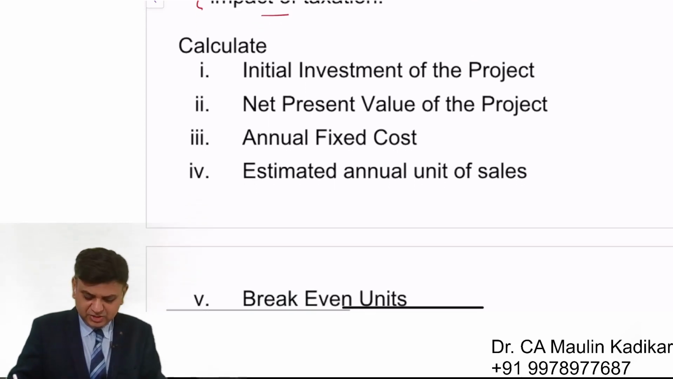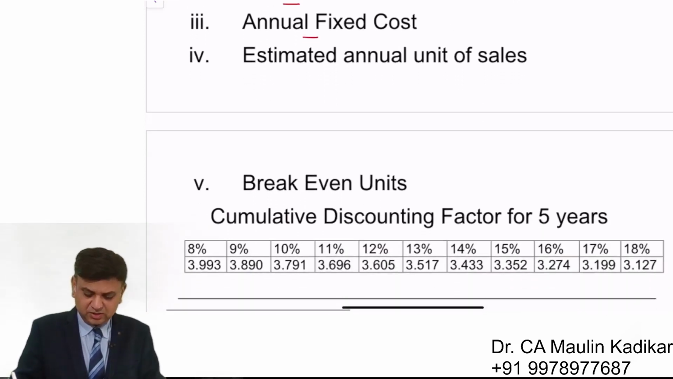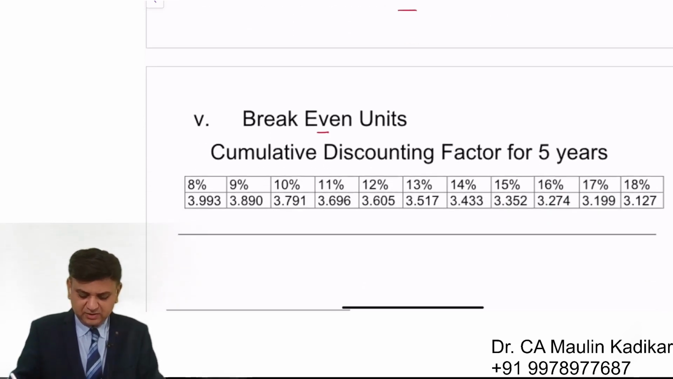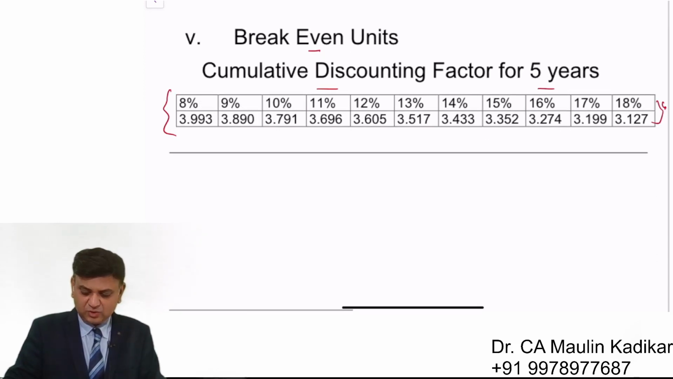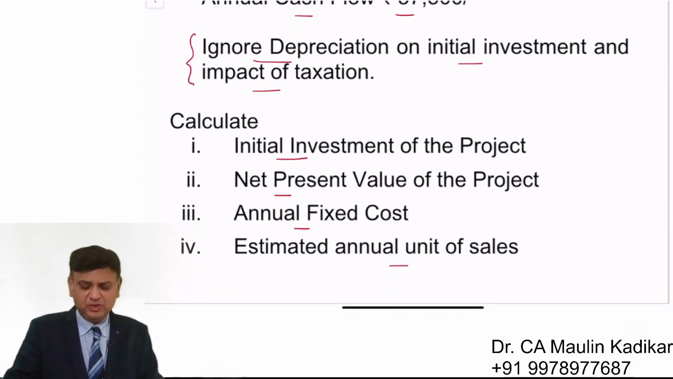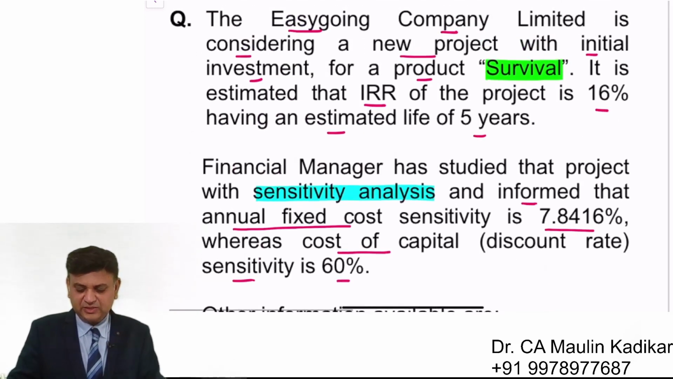There are certain questions provided to us. First question is compute the initial investment, compute NPV. Next is annual fixed cost, estimated annual sales units, break even. Cumulative discounting factors have been provided for 5 years from 8% to 18%. I do not want all answers together, but at least I want this answer. I request you to give answer of the first question in the chat box.